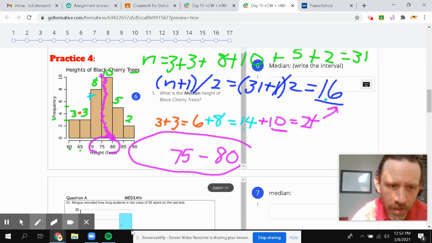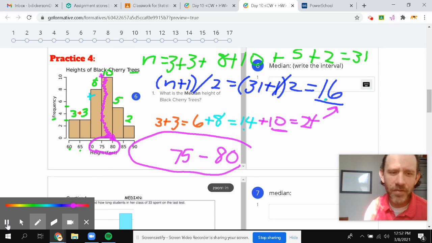The answer you'll get for the median will always be the numbers in the interval given on the x-axis. So you want to make sure that that's the final step to get your median. Where did it happen? 75 to 80 is the height for your median in these cherry trees.